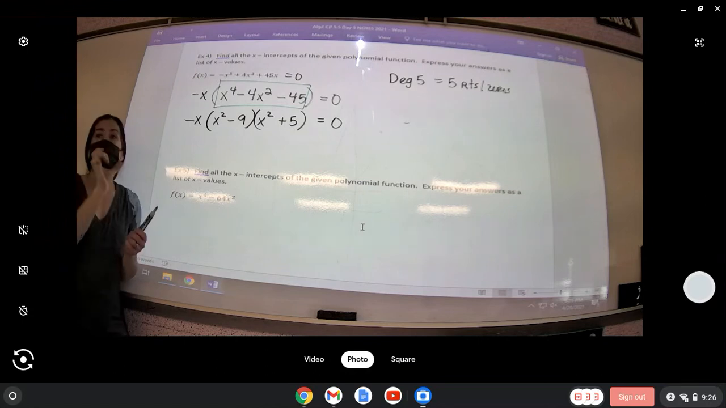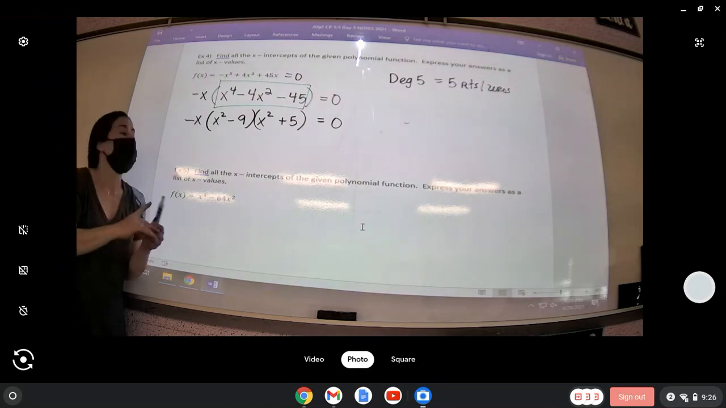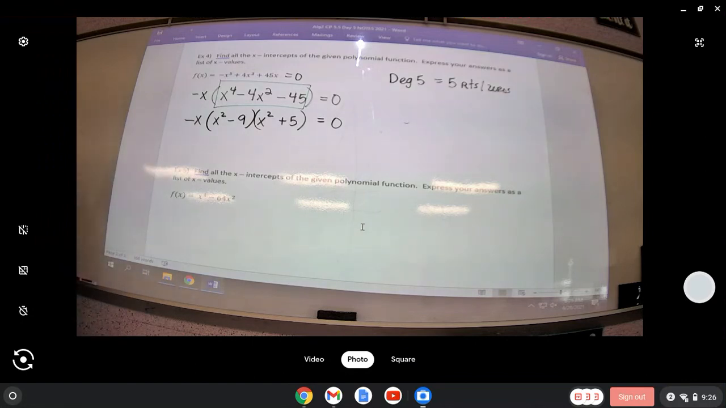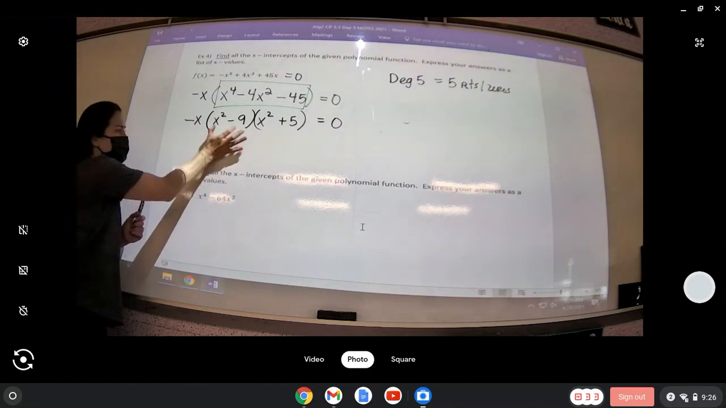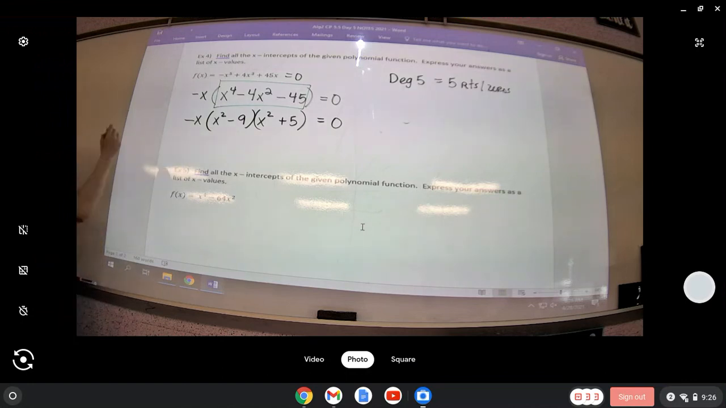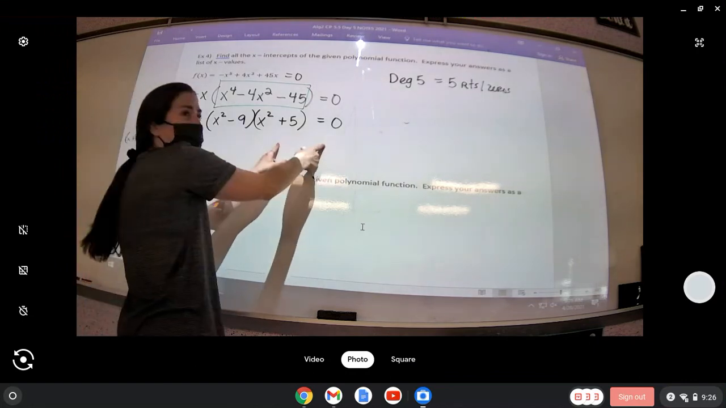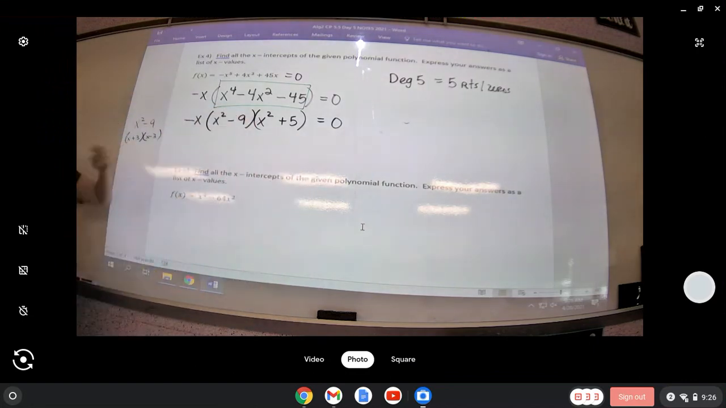All right, now when you go from here, 2 things could happen. Some of you are going to go right to setting your factors equal to 0, and you are 100% okay to do that. But did anybody recognize who x squared minus 9 is? X squared minus 9 is the difference of 2 squares. So he actually will factor again, and you could factor him into the x plus 3 and the x minus 3. So then you'd have negative x, x plus 3, x minus 3, x squared plus 5. You wouldn't even have this anymore because he factored again. And you would now set all your factors equal to 0.